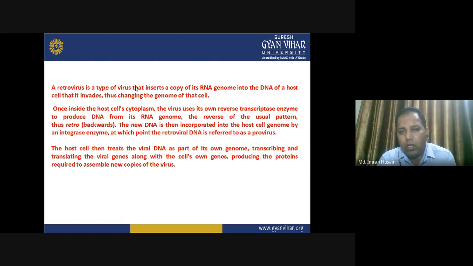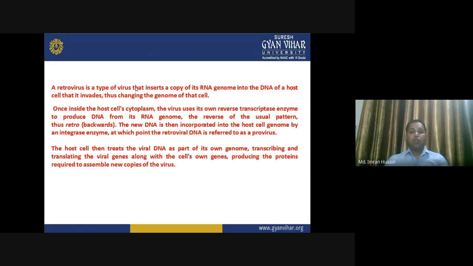So the main aim of a retrovirus is to insert its genetic material, in the form of RNA, into the host cell. With the help of the reverse transcriptase enzyme, it converts its genetic material from RNA to DNA, and with the help of the integrase enzyme, it integrates its viral DNA into the genome of the host cell. The host cell then treats the viral DNA as part of its own genome, transcribing and translating the viral genes.